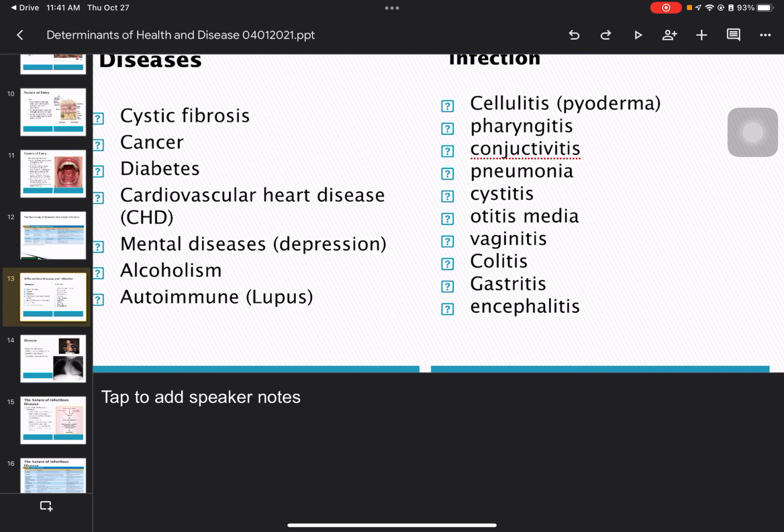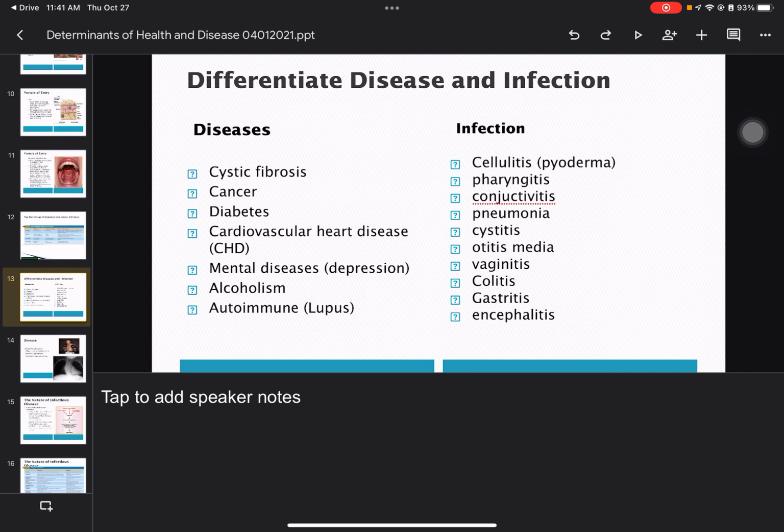So what's the difference between a disease and an infection? Before you answer that, let's just look at these real quick. Diseases: cystic fibrosis, cancer, diabetes, cardiovascular heart disease, mental diseases such as depression. Alcoholism is considered a disease, and then you have autoimmune diseases like lupus, Graves, myasthenia gravis, you can go on and on.